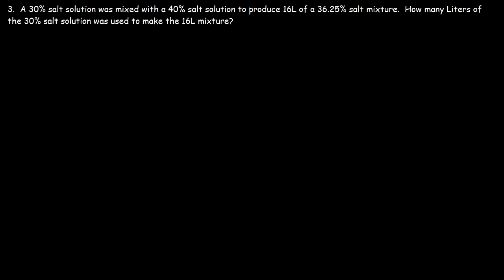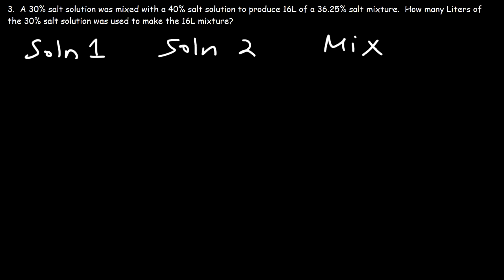A 30% salt solution was mixed with a 40% salt solution to produce 16 liters of a 36.25% salt mixture. How many liters of the 30% salt solution was used to make the 16-liter mixture? Well, let's write down the information that we have. So we have solution 1, solution 2, and the mixture.